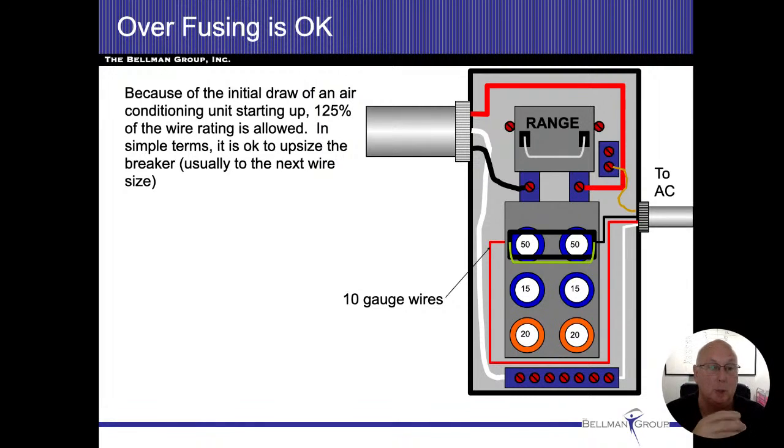All right. So with air conditioning, I'm talking about central air conditioning systems. This is not acceptable for through wall units or window units or anything other than a central air conditioning compressor cabinet on the outside. And the overfusing is actually normal, and the reason is because of the sudden start.